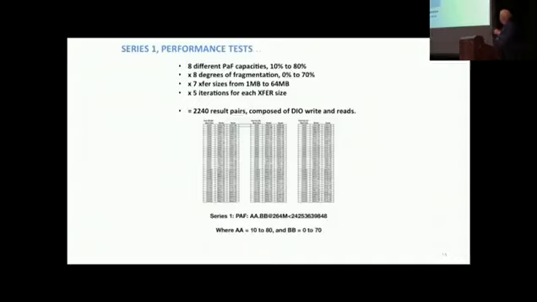What we end up with is 2,240 result pairs composed of direct I/O reads and writes across those variables. And again, this is where our shorthand notation comes in: from 10 to 80%, from 0 to 70% probabilistic fragmentation, 264 megabyte files against the file size, the OST sizes that you see there.